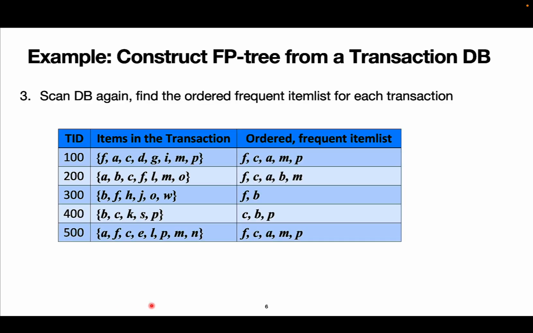In the following step, it's going to perform another database scan to find the ordered frequent item sets for each transaction. So for the first transaction, we're going to have FCAMP. Notice that it dropped the G, the I, and the D because they did not meet the minimum support. Again, for the second transaction, we have FCABM, third transaction FB, and so on. After the method performs the second scan, it's not going to touch the database anymore, and it will use these ordered frequent item sets to create a data structure.